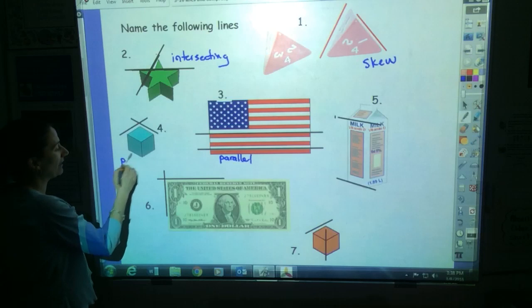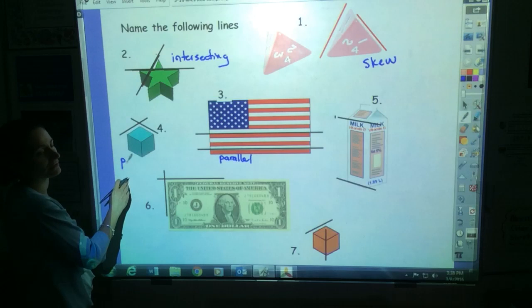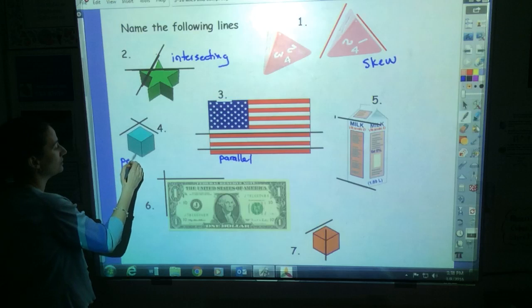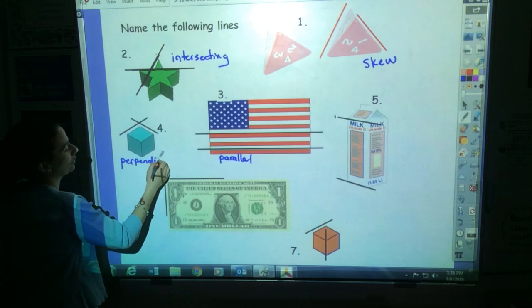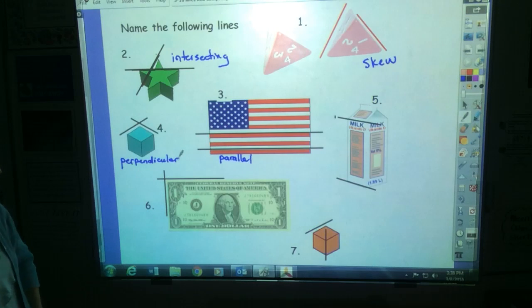But what do we know about a cube? It's made of squares, and squares have right angles in their corners, so these are not just plain old intersecting lines, but they are perpendicular lines. These lines are forming right angles. They're intersecting to form right angles.